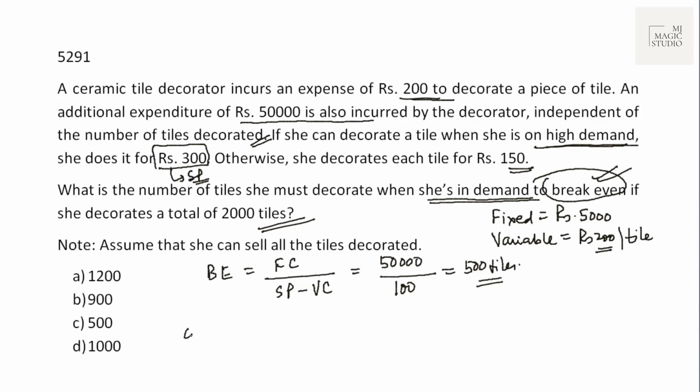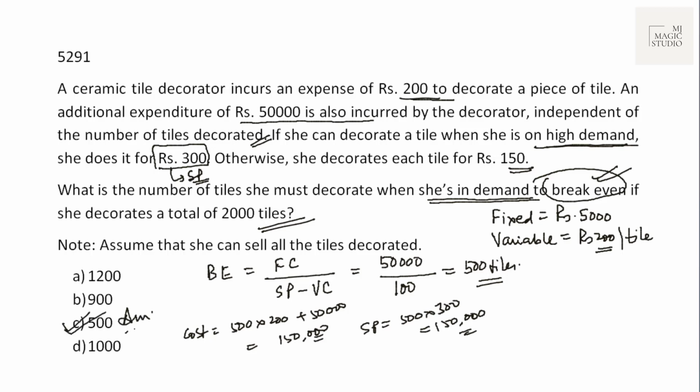You can calculate. Cost for 500 tiles would be 500 into 200 plus 50,000. So that would be 1,50,000. And selling price recovered from 500 tiles would be 500 into 300, that is 1,50,000. So that means no profit, no loss. She is at break even. Option C is the pick.